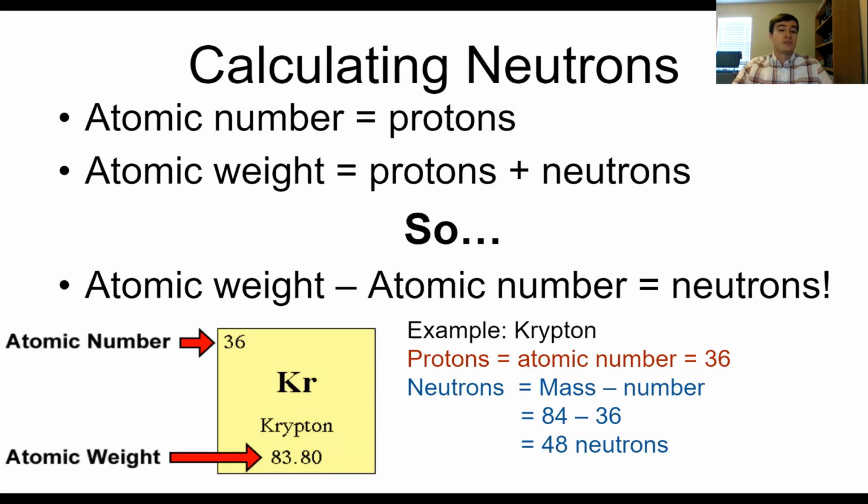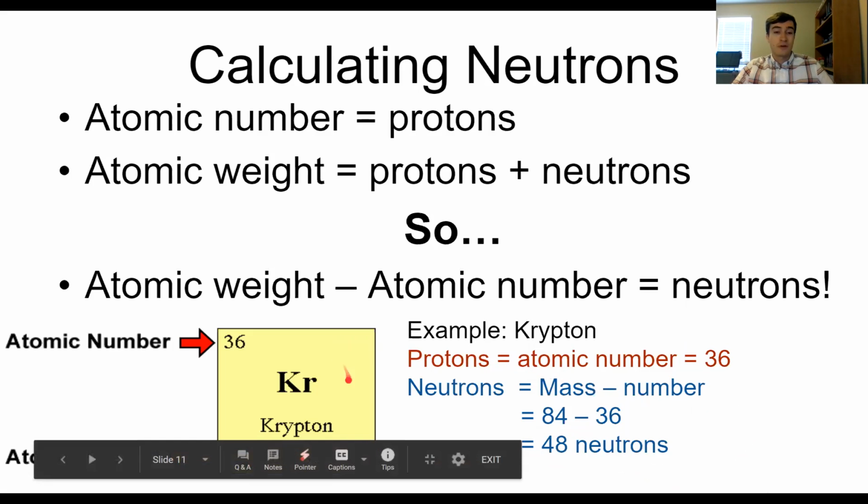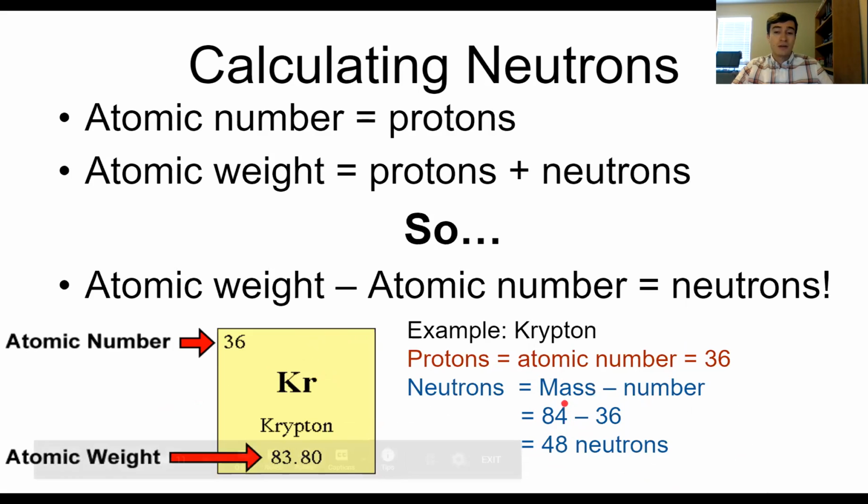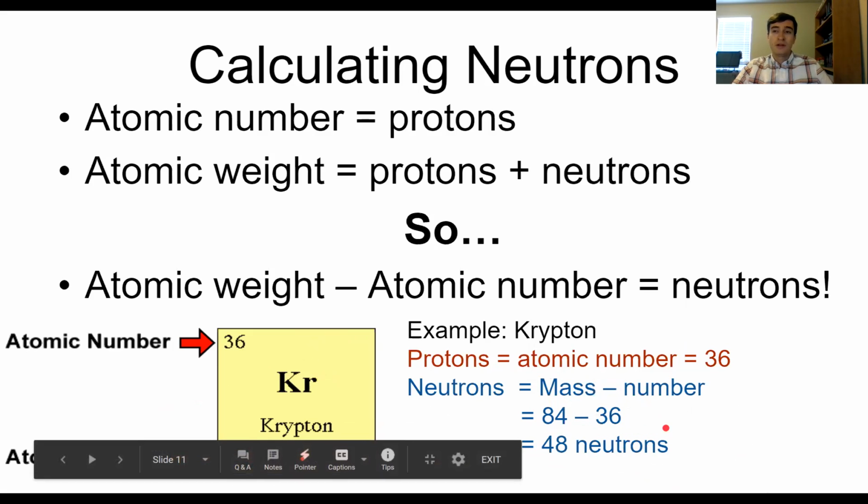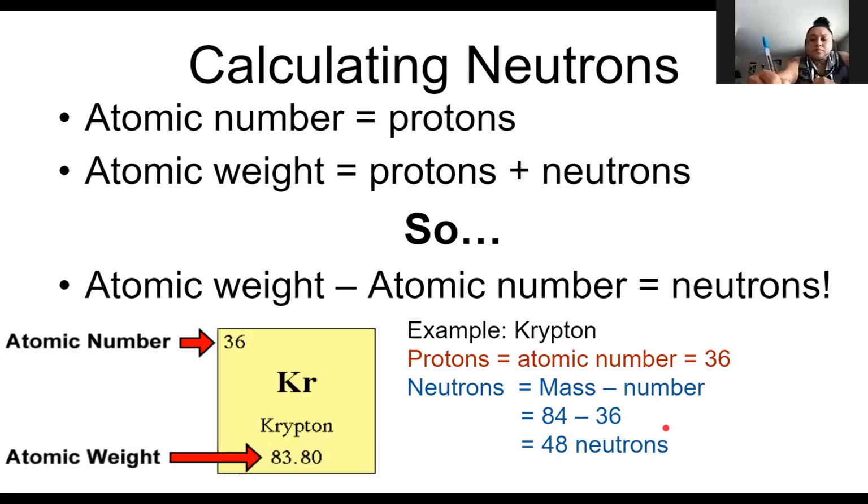So to find the neutrons, basically you just look at one of these boxes, you take the big number down on the bottom, you do that minus the smaller number up at the top, and that'll give you how many neutrons are in one atom.